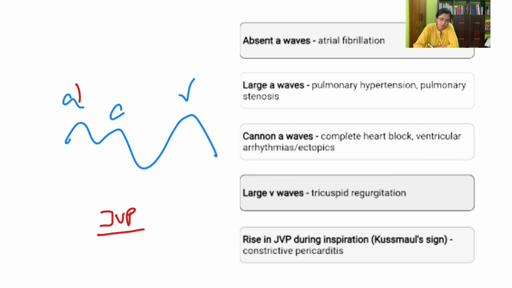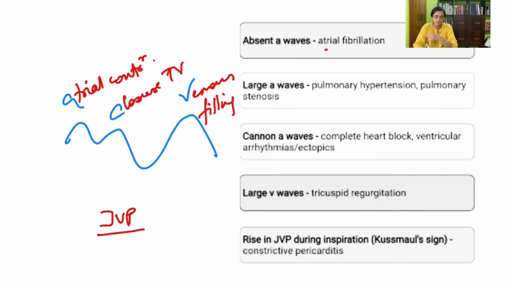Now, these are the common questions that are asked associated with the waves of JVP. Absent A waves in atrial fibrillation. Large A waves are seen in pulmonary hypertension, pulmonary stenosis. Cannon A waves are seen in complete heart block, ventricular arrhythmias and ectopics. Large V waves are seen in tricuspid regurgitation, and small sign is seen in constrictive pericarditis. These are the common questions that I have summarized over here.